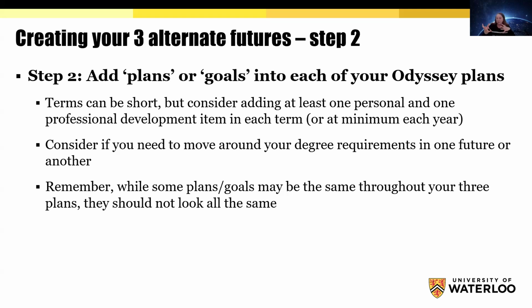Like I was mentioning, some degree requirements or academic milestones are more flexible than others. Maybe you do it at the start of your program, maybe they're ones that you shuffle to complete closer to the end. There are some options with that. And remember that while some plans and goals may be the same throughout your three plans, your plans shouldn't all look identical.